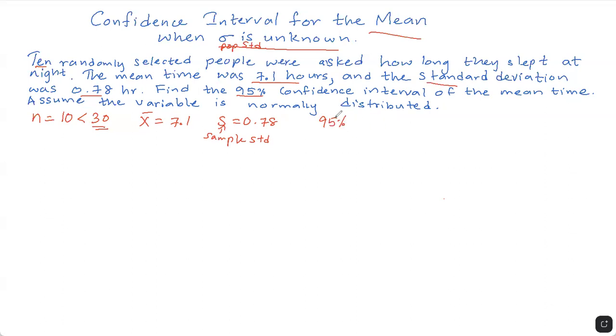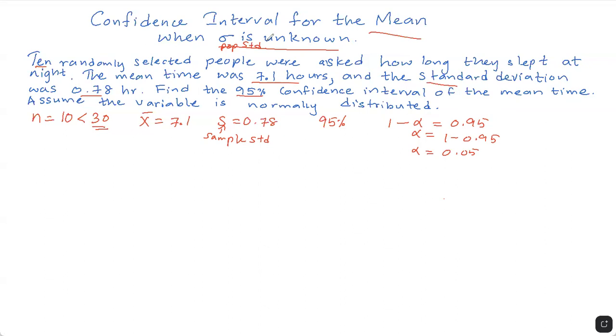Since this is a 95% confidence level, let's look at the significance level. The significance level is alpha, right? 1 minus alpha is 0.95. Then we are going to find alpha, 1 minus 0.95. So alpha equals 0.05.